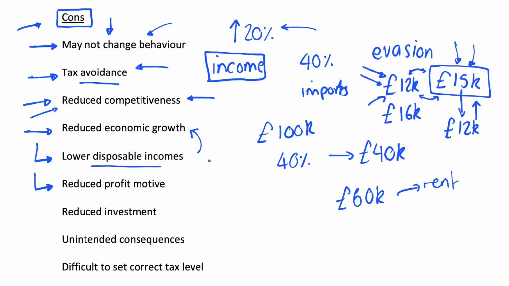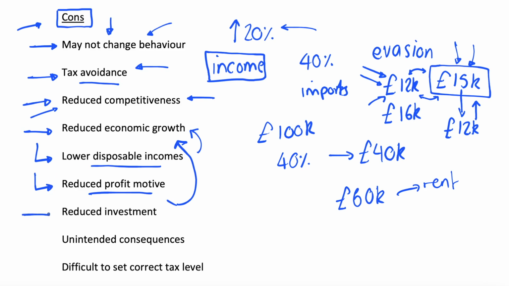Equally, if we have taxes on corporations, on business profits, then there's less incentive for businesses to generate profits. And so if we have reduced profit motives, again, firms are going to be less incentivized to cut their costs, to produce better products, and to produce more. And obviously production is what gives us economic growth, so taxation can cause reduced economic growth this way.